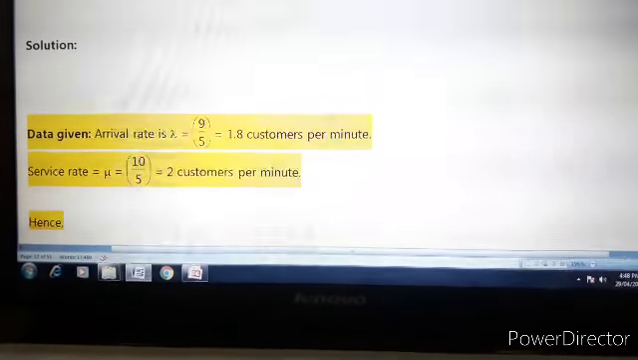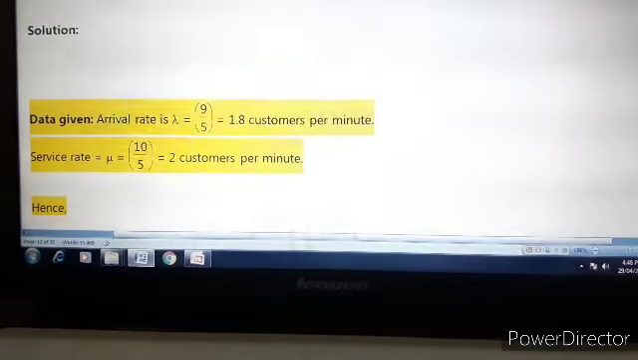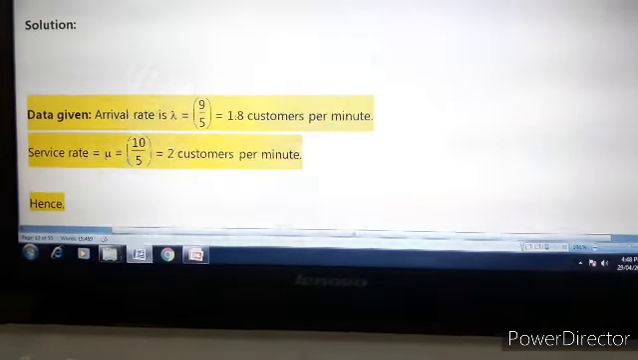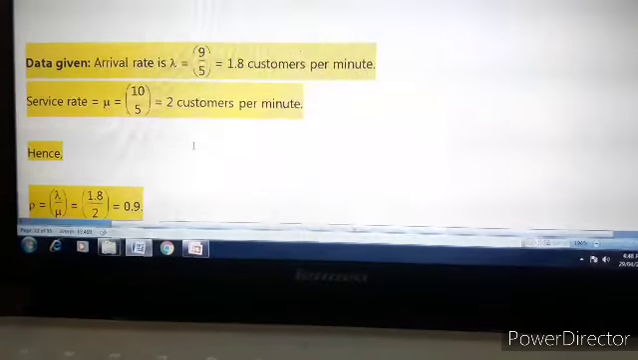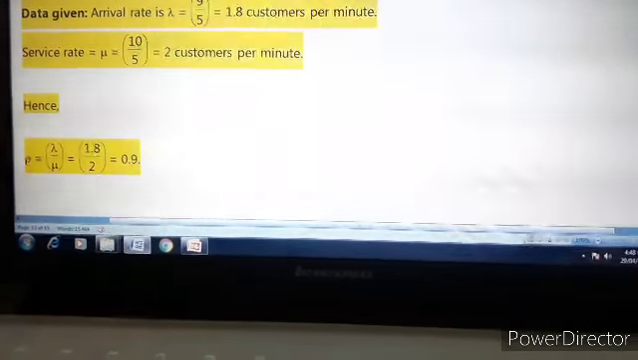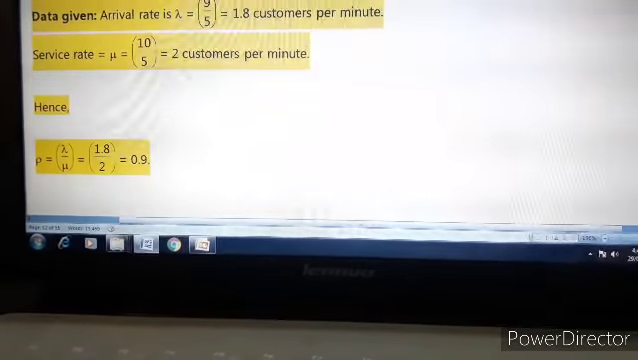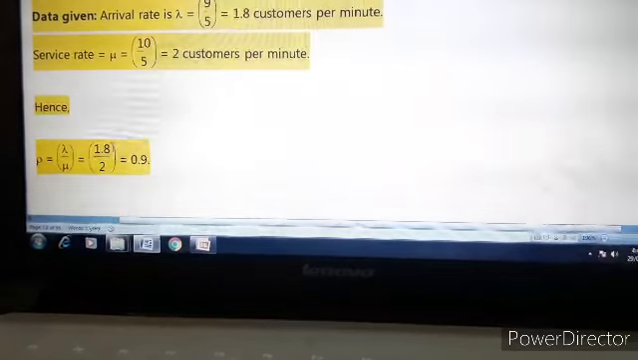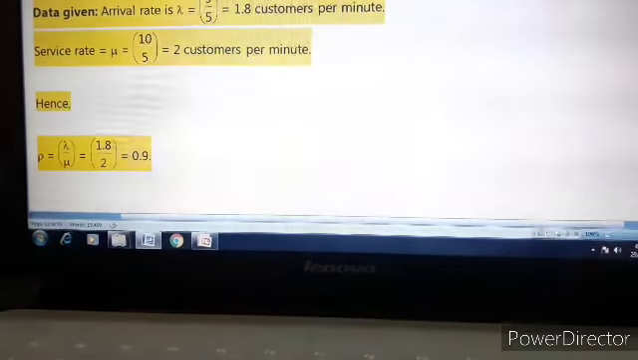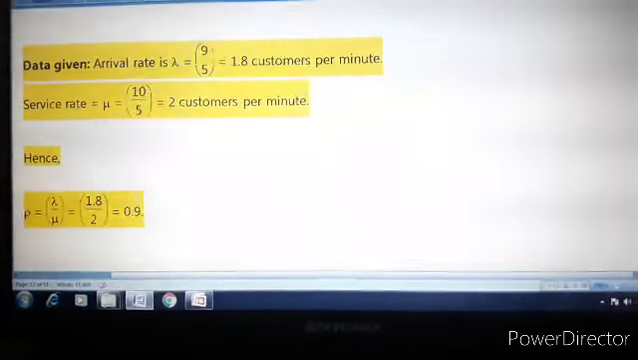Then from lambda and mu, we always have to find the traffic intensity or utility ratio, that is rho. Rho is lambda by mu, and that value we will find first. So the traffic intensity or utility ratio, rho, is equal to lambda by mu. Substituting lambda as 1.8 and mu as 2, 1.8 divided by 2 is 0.9. So the intensity ratio, or utility ratio, is 0.9.